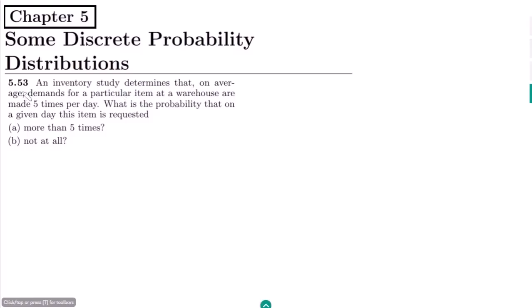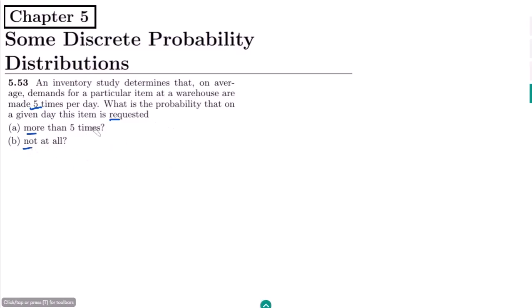This is question 5.53, and the statement of this question is: an inventory study determines that on average demand for a particular item at a warehouse is made 5 times per day. What is the probability that on a given day this item is requested, part A, more than 5 times and part B, not at all.